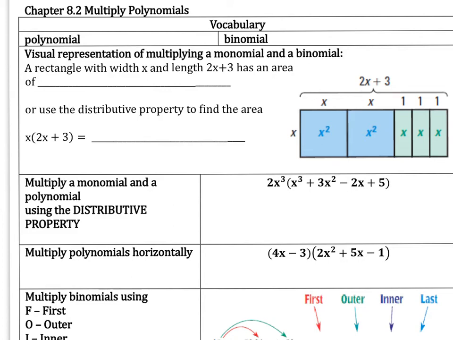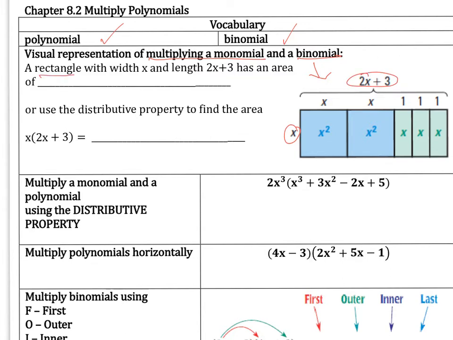In 8.2, we're going to learn about how to multiply polynomials. And we're still going to work with the vocab terms polynomial and binomial. And to the right here, we have a visual representation of multiplying a monomial with a binomial. So this is the monomial x and the binomial 2x plus 3.